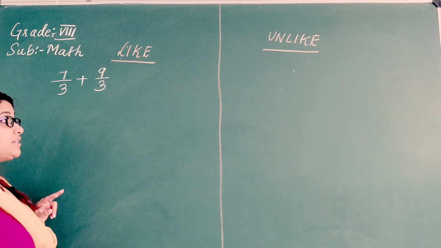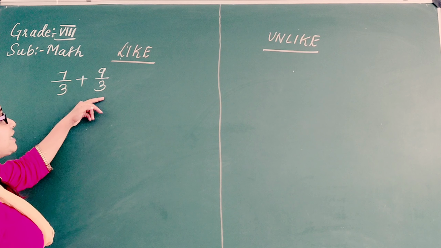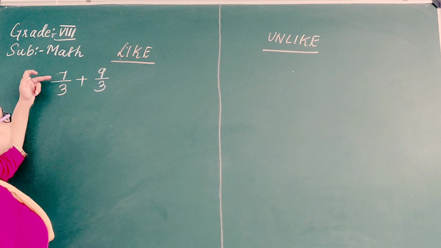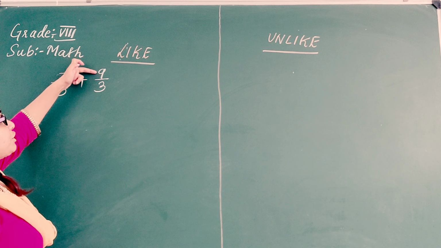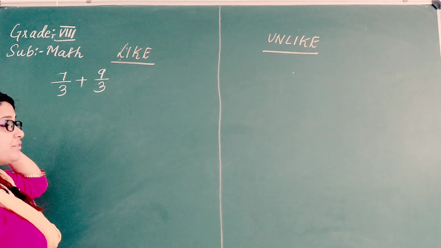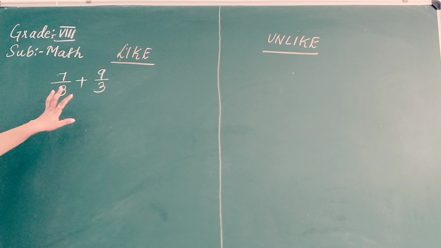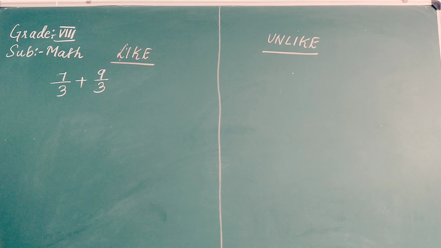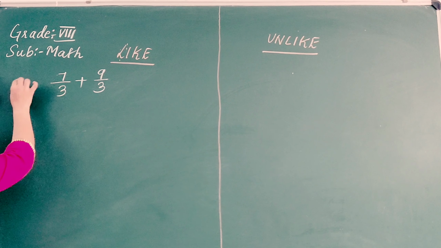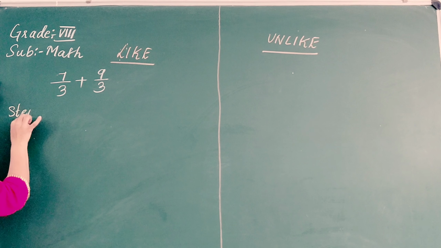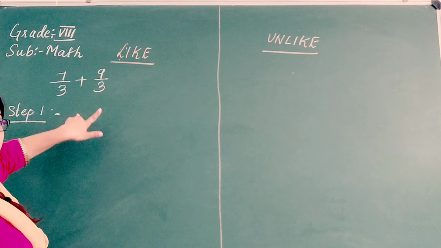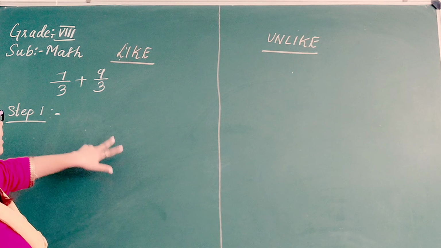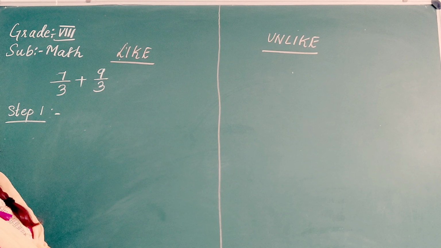I am dealing with two rational numbers which have the same denominator. Correct? See, 7 by 3, 7 is my numerator, 3 is my denominator. 9 is my numerator, 3 is my denominator. So if I am dealing with like denominators, what do I do? Step number 1 is keep the like denominators as it is. Only you have to add the numerators.